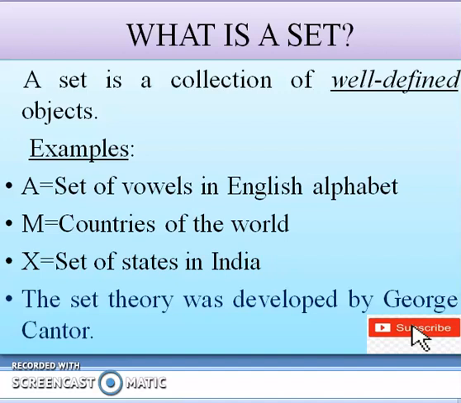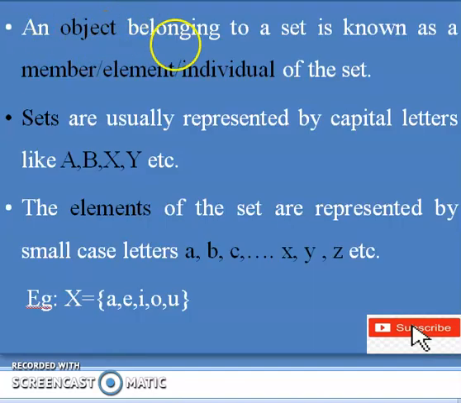Now, in this theory, any object which belongs to a set is known as a member or element or individual of the set. For example, here we have a set X equal to curly brackets open, a, e, i, o, u, curly brackets closed. So here, a, e, i, o, u are known as elements or objects or members or individuals of that particular set.